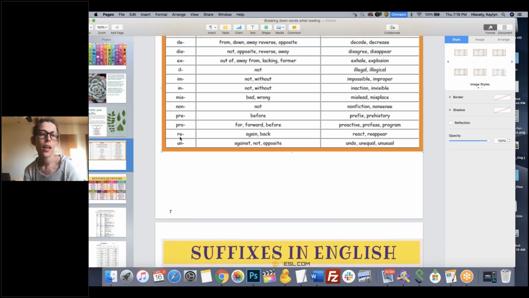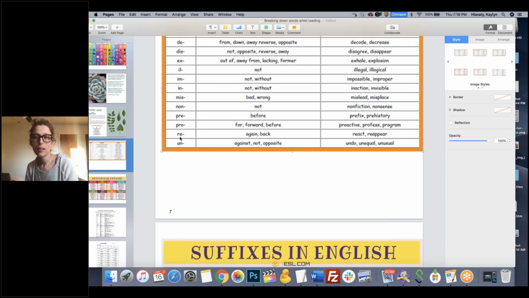So for RE, it means again or back, or RE could mean repeat. So for the word reappear, appear is your stem word. RE would also go back to the meaning of again, so reappear. So I walked into the room, 2 minutes later, I reappeared into the room. When you say it that way, reappear signals to the reader, oh, I walked into the room again, by putting RE in front of appear. So by putting RE, it means the action was done more than once.